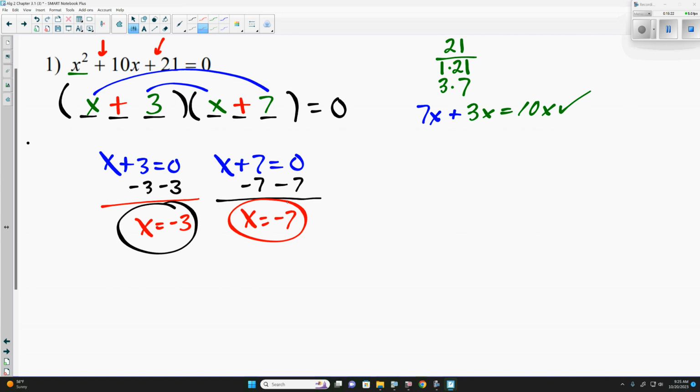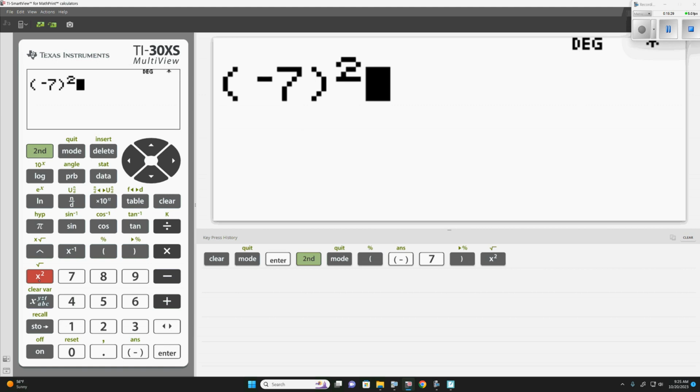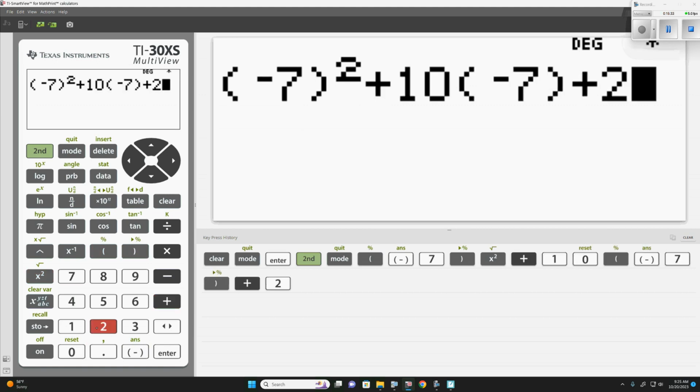Okay. x squared plus 10x plus 21. So I could plug it back in, and I'm going to do this in a calculator. Here I replaced every x in the equation with negative 7, because that was one of our answers. So we'd have negative 7 squared plus 10 times negative 7 plus 21. And what should this give us? It does indeed give us 0. So it is telling us that is the correct answer.